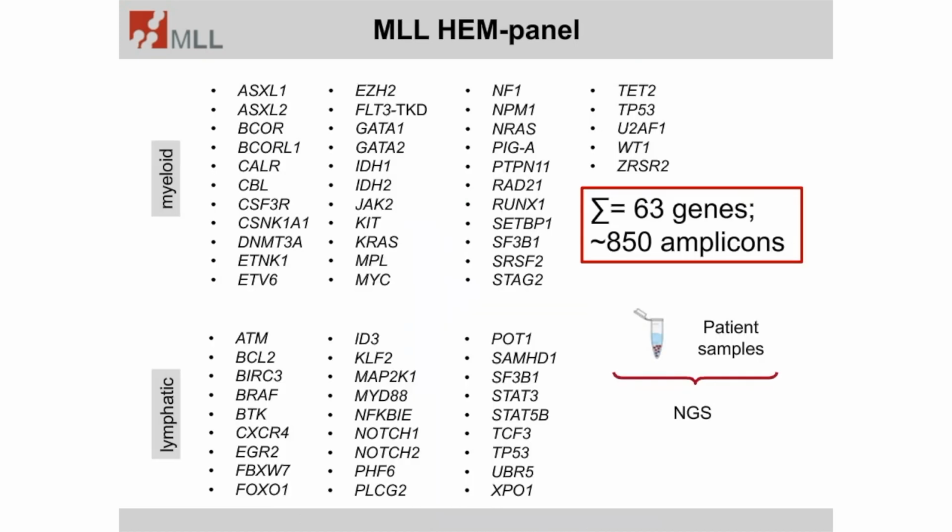Now, as I said, we use panels. The panel we are now using in our daily routine is called the heme panel, and we decided to include 63 genes that cover a panel for myeloid as well as for lymphatic genes in one assay, in one approach. The reason to do this is that we don't want to use so many different approaches, so many different assays per day per patient.